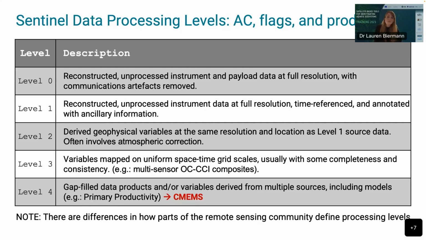And then at level 4, we get gap-filled product data that has had model data included. And a very good example of this is primary productivity. And Bob Bruin is going to tell you more about that in his lecture. And of course, Ben Loveday is going to tell you a lot more about the data access at these different levels from different places as well.